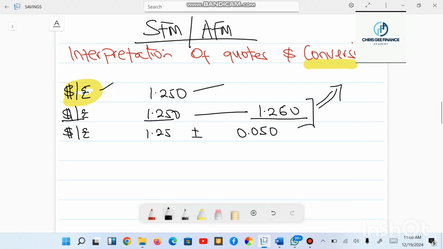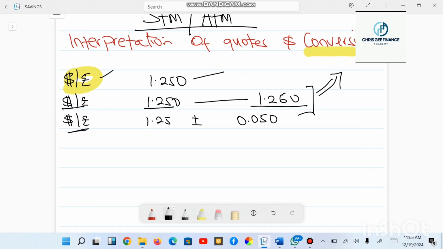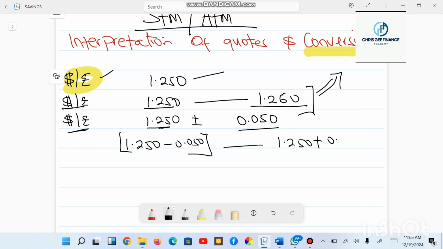Another way you can see this quote is to give you a spread of 1.250 plus or minus 0.050. All this is saying is that there are two extreme cases here. One is 1.250, from which I would deduct 0.050. This will give me the lower band. Then I add the 0.050 to 1.250, and this will give me my required quote, which I'm going to be using for this interpretation.